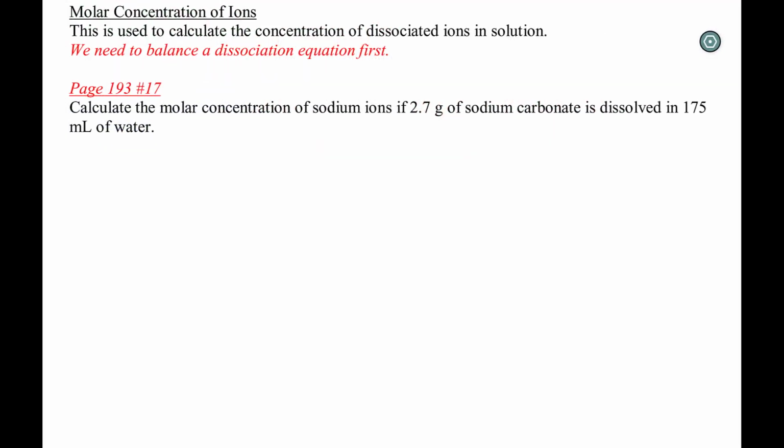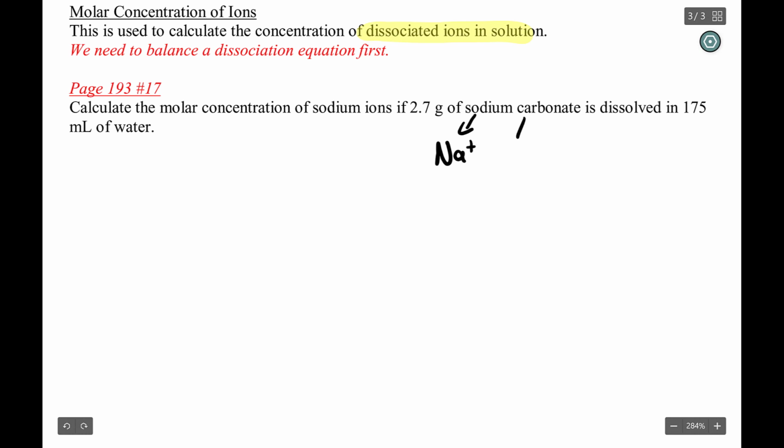We're now going to look at the one final twist on molar concentration, which is to calculate the concentration of ions in solution. It really only requires one more step past what we've already learned, and it's not a very difficult one. But we do need to do a dissociation equation in order to figure out the number of moles of ions, because there is a mole-to-mole ratio. So let's look at the first question here. It says calculate the molar concentration of sodium ions if 2.7 grams of sodium carbonate is dissolved in 175 milliliters of water. So let's start with sodium carbonate.